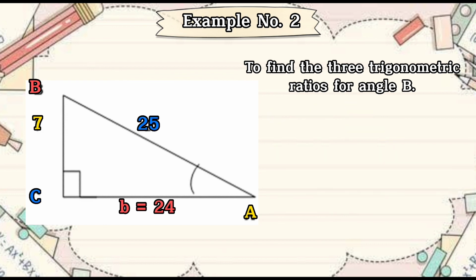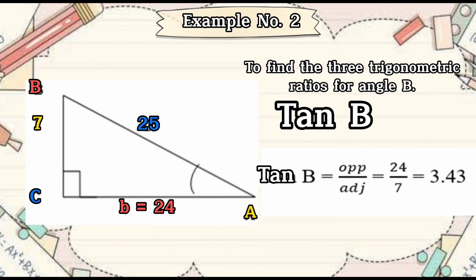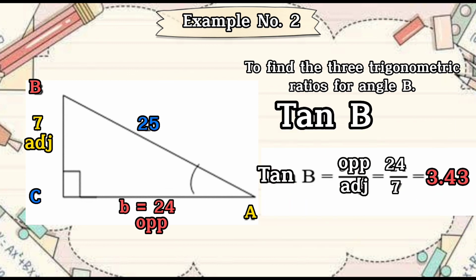Last, to get the value for tangent B, let us use the formula for tangent, which is opposite over adjacent. At substitute lang natin ulit sa triangle yung opposite and adjacent natin sa using our theta. Therefore, 24 over 7 is equal to 3.43. Thus, tangent B is equal to 3.43.